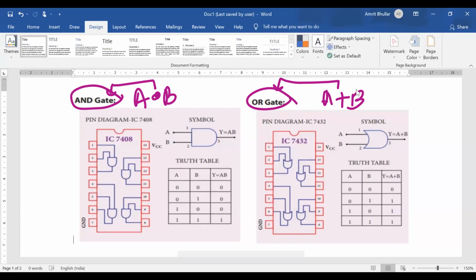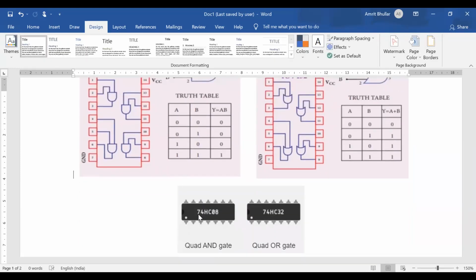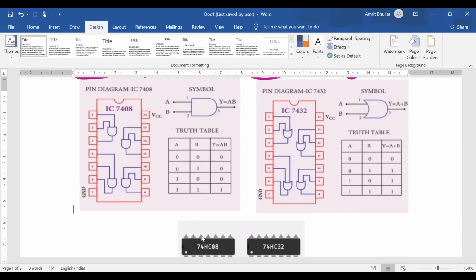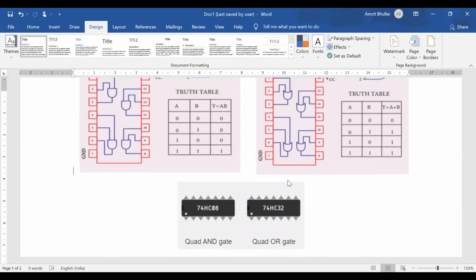So when we talk about our Tinkercad, you are going to find these ICs like this. You can check that the number is the same here: 7408 for AND and 7432 for OR. Now, the main thing is why we have used the word quad here. The meaning of quad is that we have got four gates, gate number 1, 2, 3, and 4. Similarly, four gates have been used here. So that is why the name quad has been given to the ICs 7408 and 7432, because each is a combination of four AND gates or four OR gates.